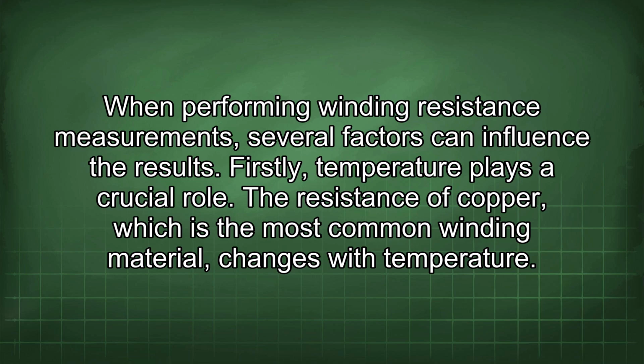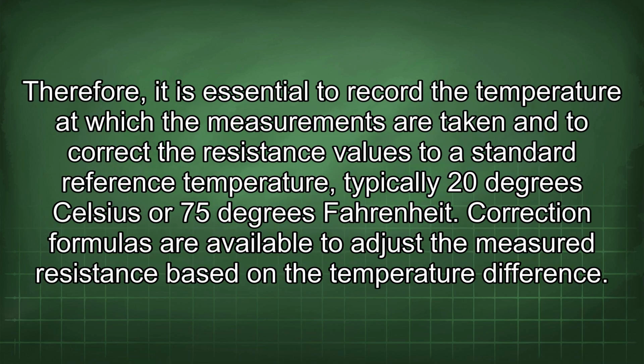Firstly, temperature plays a crucial role. The resistance of copper, which is the most common winding material, changes with temperature. Therefore, it is essential to record the temperature at which the measurements are taken and to correct the resistance values to a standard reference temperature, typically 20 degrees Celsius or 75 degrees Fahrenheit. Correction formulas are available to adjust the measured resistance based on the temperature difference.